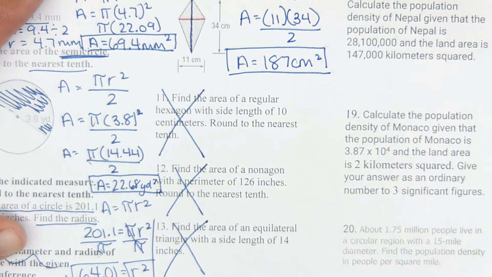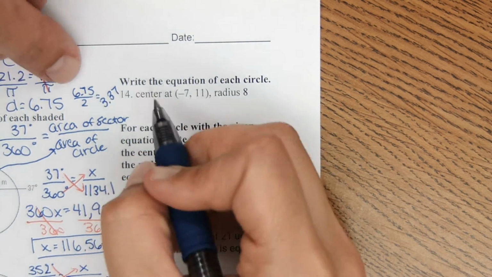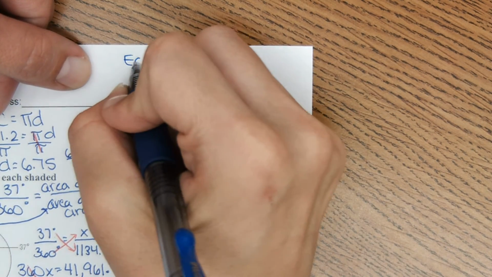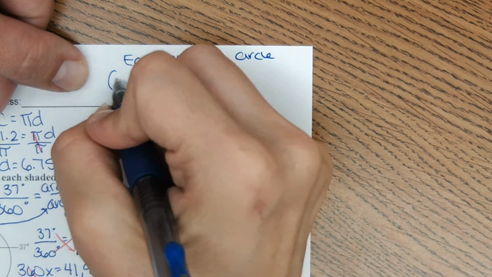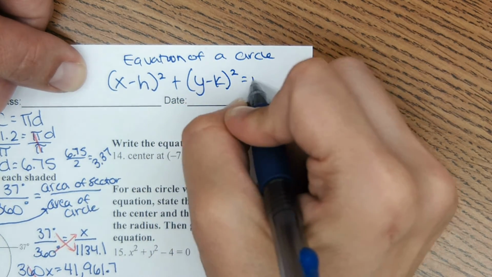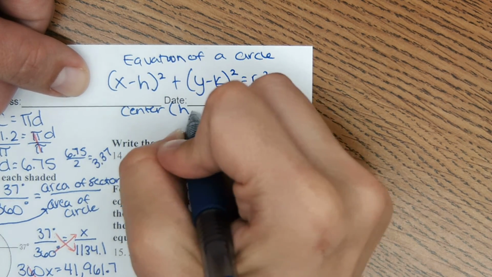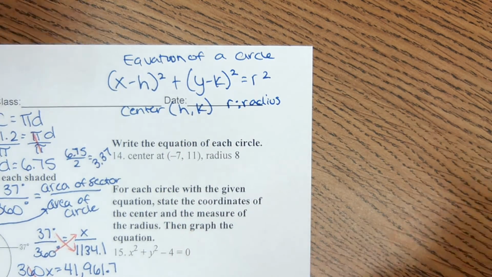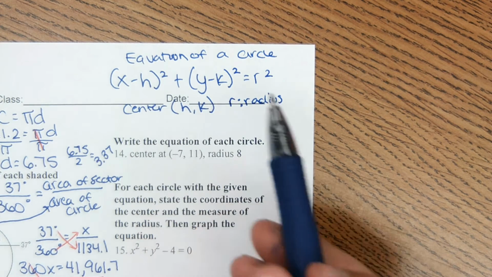Okay, and then over here, top of the next column, write the equation of each circle. So equation of a circle, I'm going to use some of this space up here. Equation of a circle was x minus h squared plus y minus k squared equals r squared. And the center was h and k, and then r is the radius. Remember, the subtraction symbol is part of the equation, not part of the actual center.